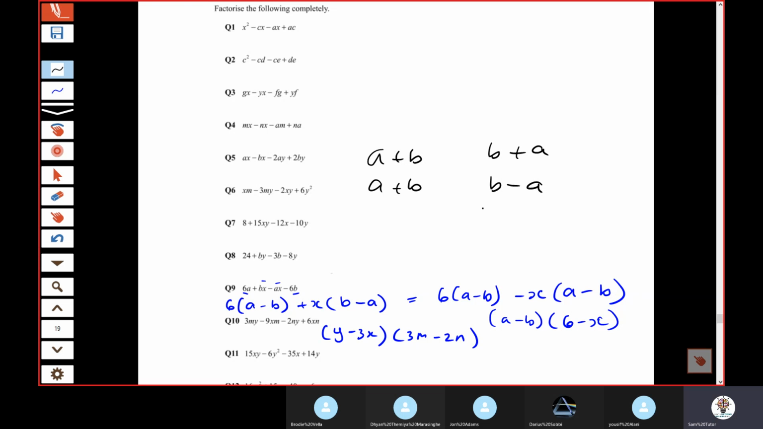Because even if you take out a negative, that becomes a minus b. So you still can't get to that. So with these two, you've done something wrong. But if it's a minus b and b minus a, technically you can make it the same by taking out a negative. See?